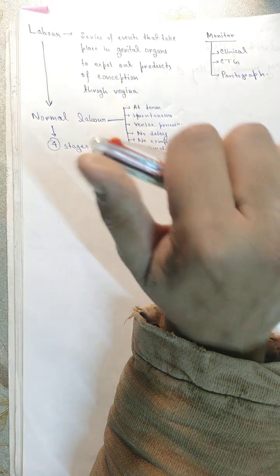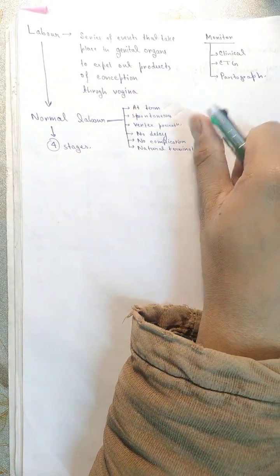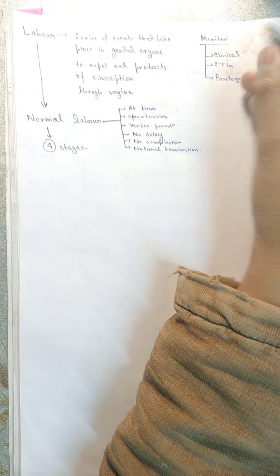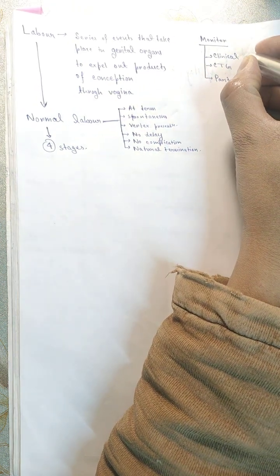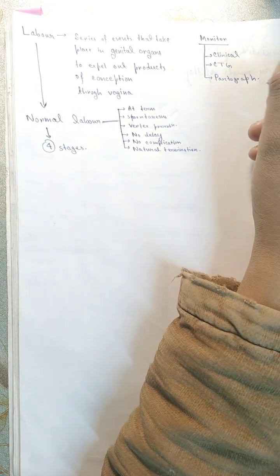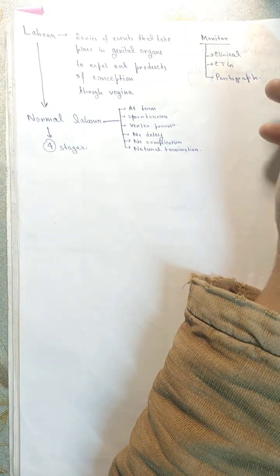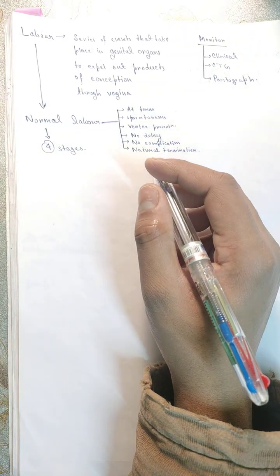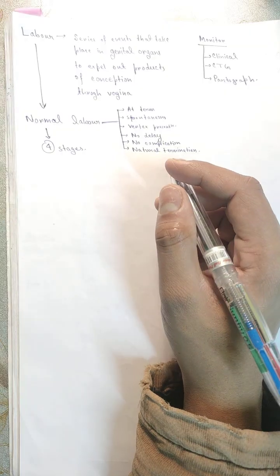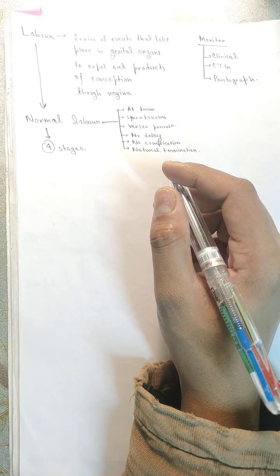Now, what do we use to monitor labor? We use clinical signs, CTG, and most important is partograph. Let's talk about all the stages of labor.